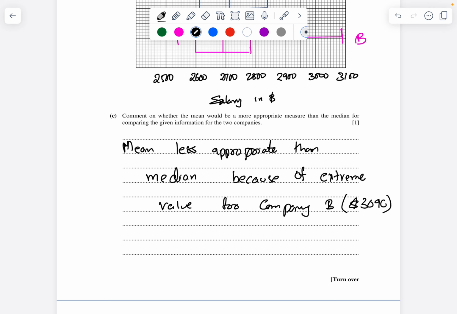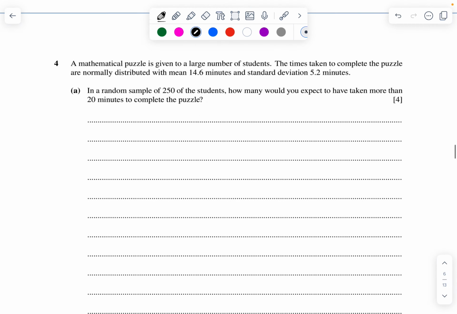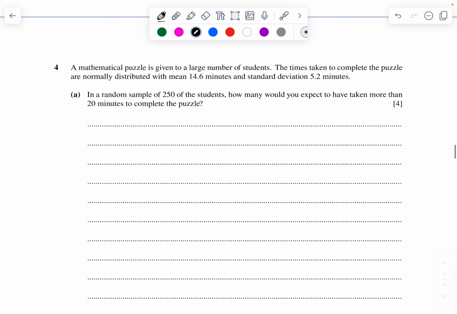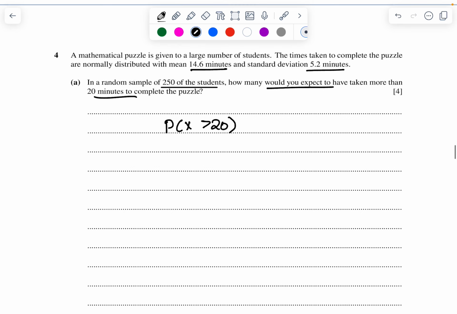So that's going to be the answer. Question number 4. A mathematical puzzle is given to a large number of students. The times taken to complete the puzzle are normally distributed with a mean 14.6 and a standard deviation 5.2. If a random sample of 250 of the students, how many would you expect to have taken more than 20 minutes? Probability of x greater than 20.